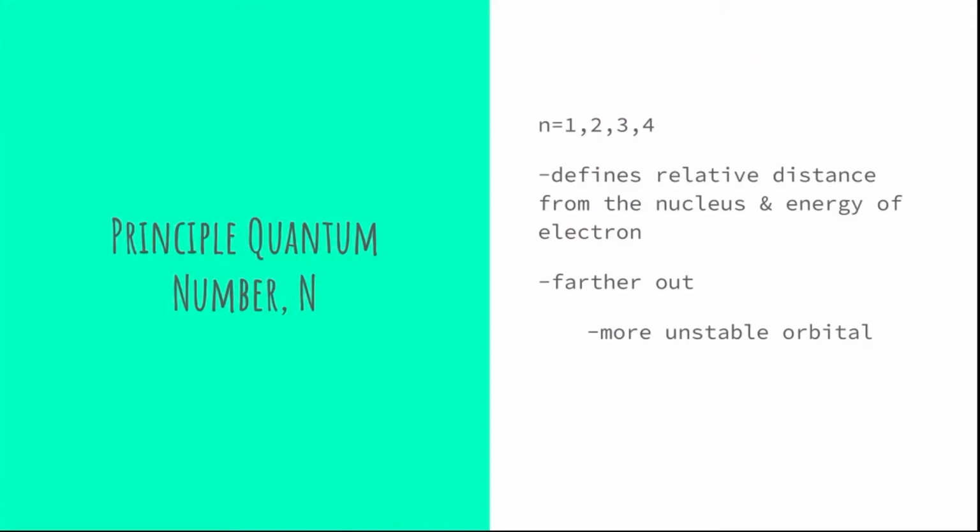First things first, let's talk about the principal quantum number. This is classified as n, and we can have n equals 1, 2, 3, 4, and so on. This defines the relative distance from the nucleus and the energy of the electron. So farther out, we're going to have a more unstable orbital.